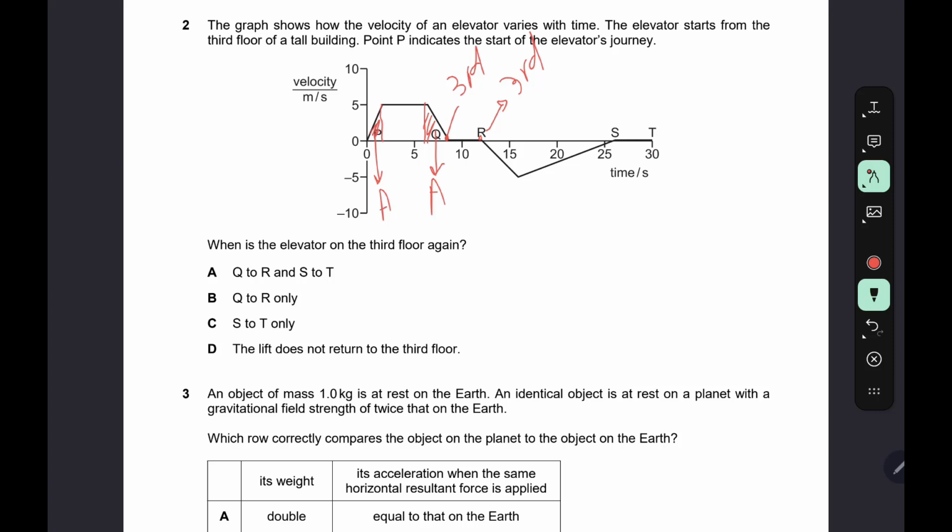For point S, the elevator moves with the velocity. We can find the distance traveled here and back again. For A, the area here does not equal the area here, so we can't say that the elevator is back on the third floor at S. It is a long distance, so it's not the third floor. So the elevator will be on the third floor at point Q and point R only.